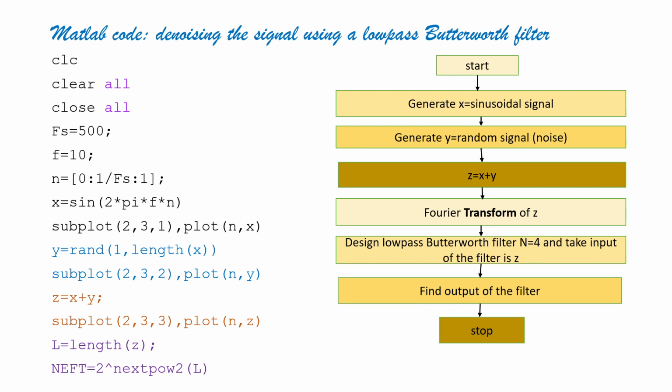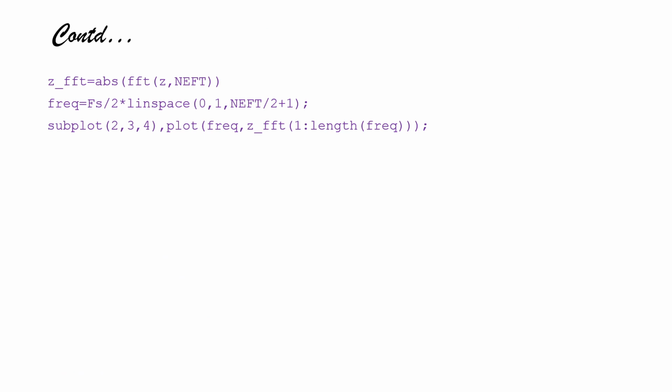So if the total number of points is, suppose, 501, it is going for the next power of 2. So NFFT equals next power of 2 of 501, that is 512. So Z FFT is the absolute of FFT of Z comma this length. The frequency equals Fs by 2 into linspace 0 comma 1 comma NFFT divided by 2 plus 1, and subplotting this.